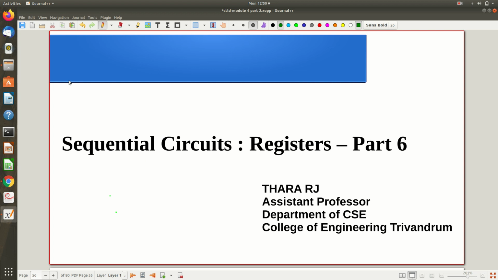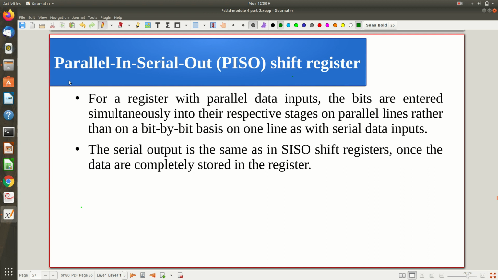Now we are going to see the third category, and parallel in, parallel out is the fourth one, which we will also see. The third category is the parallel in and serial out shift register. So it's very easy, right? Input you have to give simultaneously in a parallel manner to all the flip flops, but output you should take in a serial manner only. So what was the challenge in that? Let's see. For a register with a parallel data input, the bits are entered simultaneously. That is our requirement.